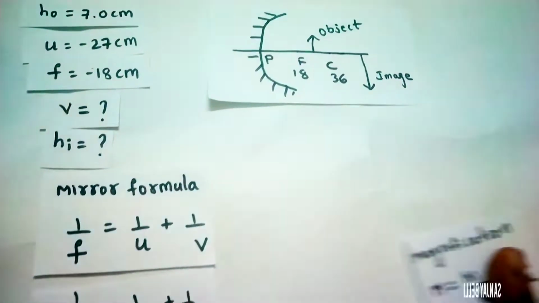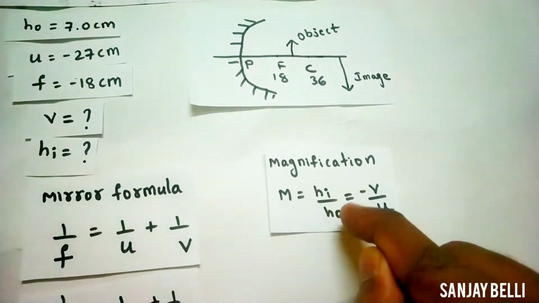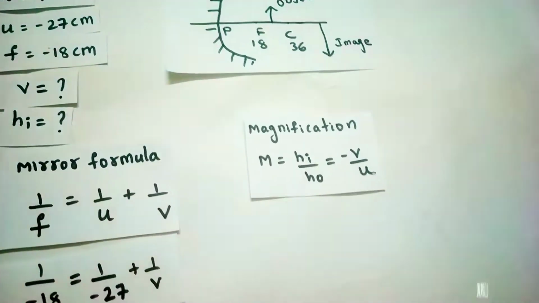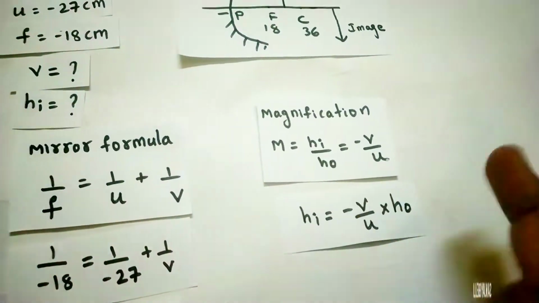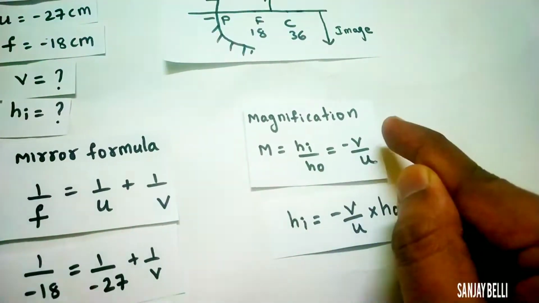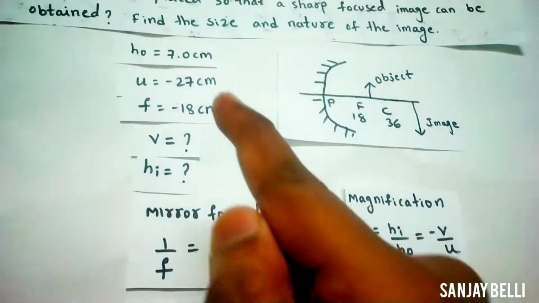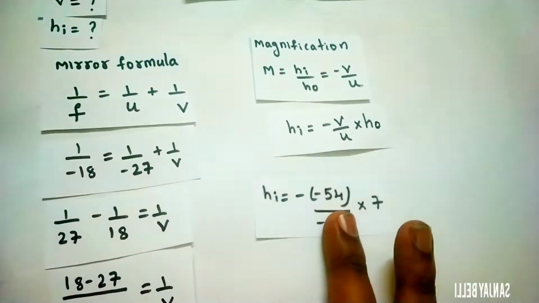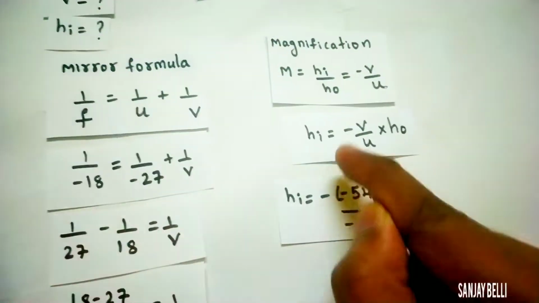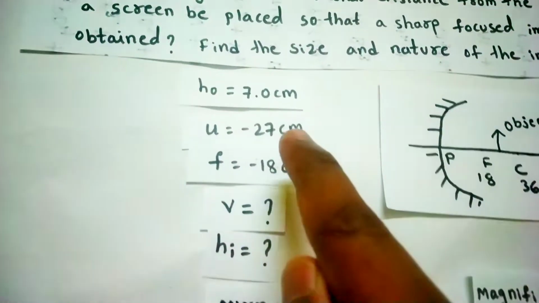And now we have to find the magnification. What is the formula for magnification? Hi by H naught equals minus V by U. From here we can write Hi equals minus V by U into H naught. Okay, cross multiplication. What is the V value? The V value is 54. And what is the U value? U value is 27. Here you can substitute Hi equals minus, V value is minus 54, and U value minus 27.